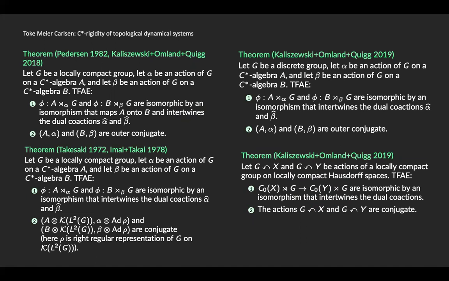Okay, so there were some examples of C-star rigidity. All of these results are about group actions on either topological spaces or C-star algebras, and the C-star algebras that we're working with are the crossed products. But there are also rigidity results for C-star algebras constructed from irreversible dynamical systems.